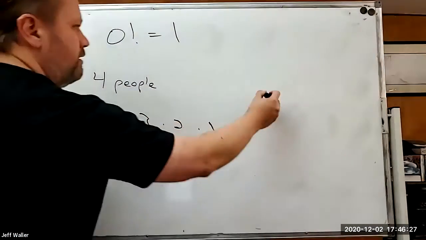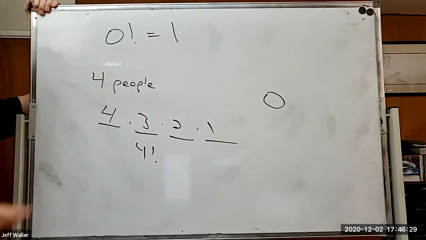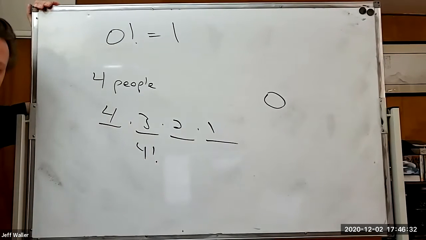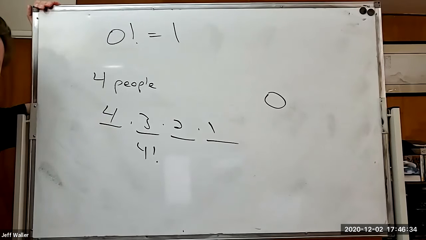If I had nobody, if there was nobody there, not even me, how many ways could we arrange them? One way.